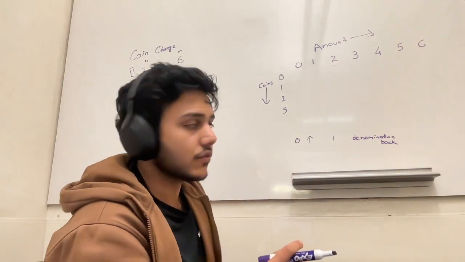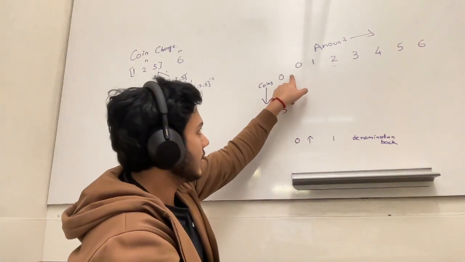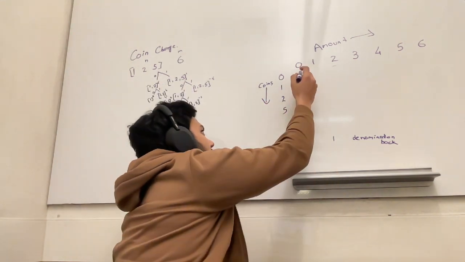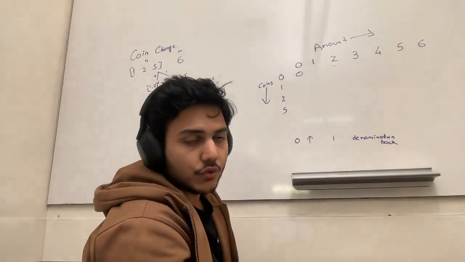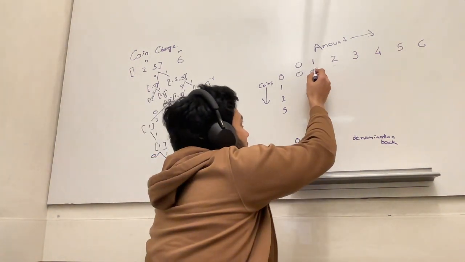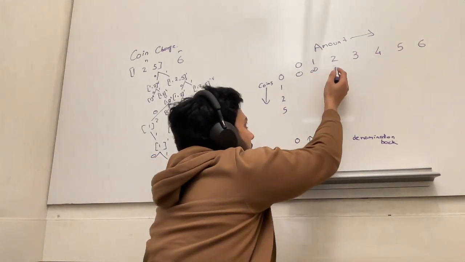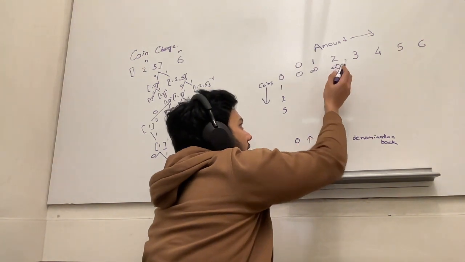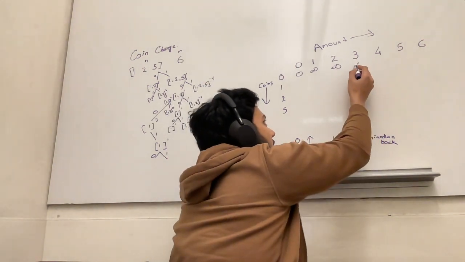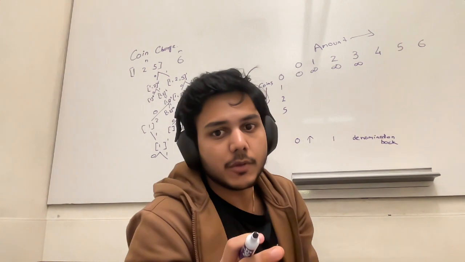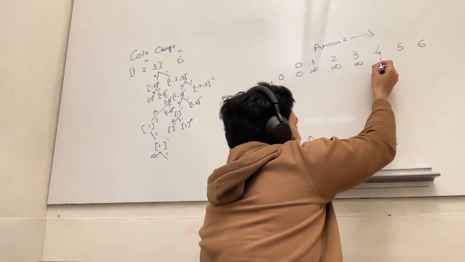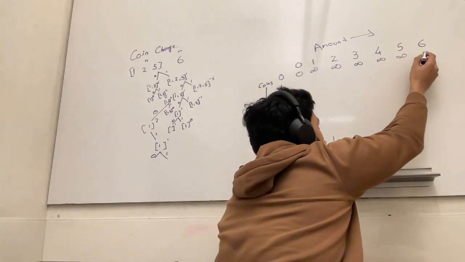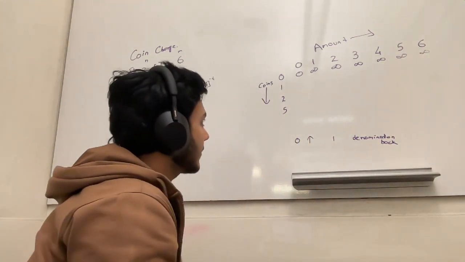Okay, with coin 0, can you make 0? There's no possible way. So 0. With coin 0, can you make 1? No, you can't. So it will be infinity. With coin 0, can you make 2? It will be infinity again, right? You cannot make it. You'll require infinite number of coins which are termed as 0, right? So infinity, infinity, infinity. Okay.